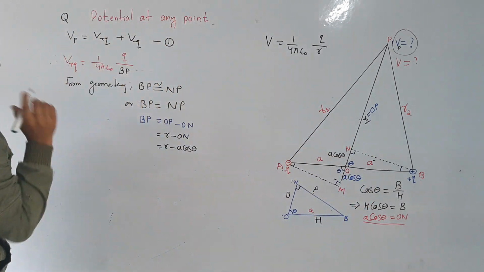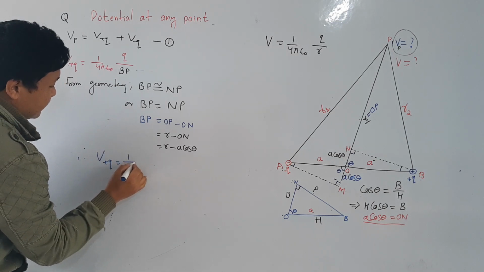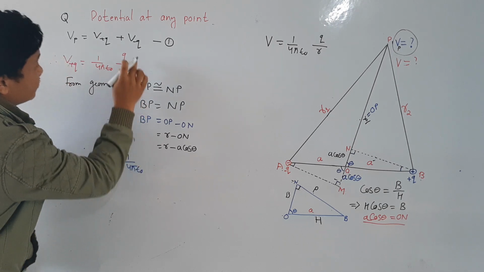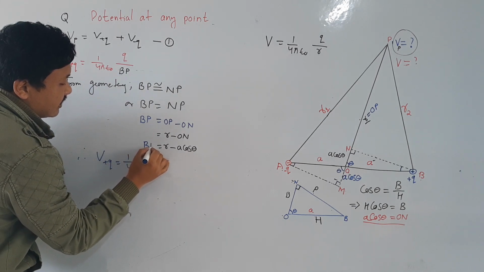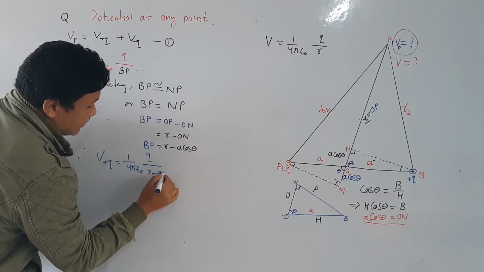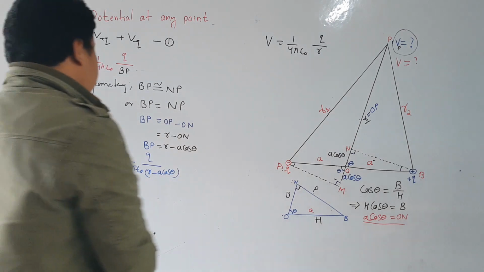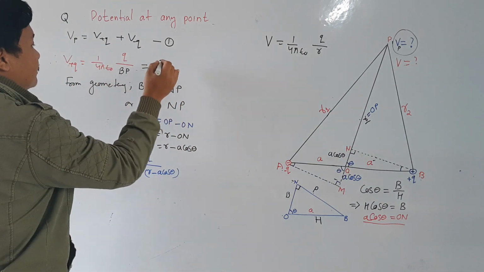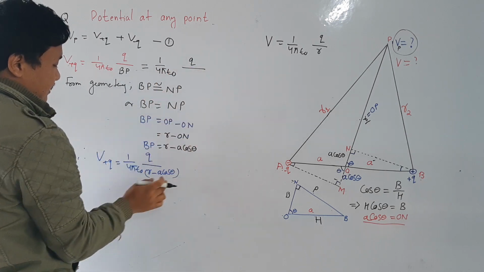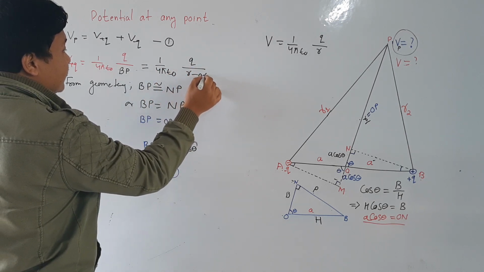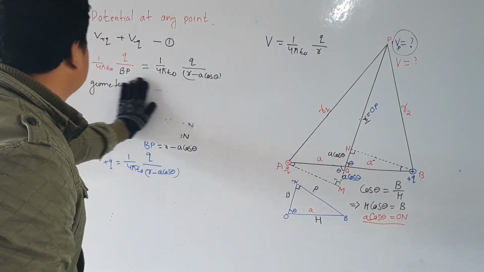So then this equation will become, therefore V plus Q is equal to 1 by 4 pi epsilon naught, that is Q divided by, how much is BP now? BP, this is my BP, right? This is R minus A cos theta. So how much do I get? Finally I got this is 1 by 4 pi epsilon naught Q divided by R minus A cos theta. So I got the value. Okay. So I will clean this.